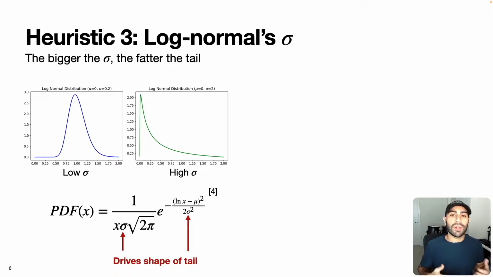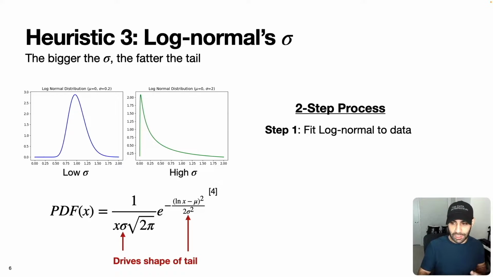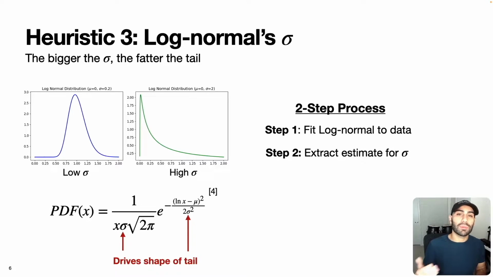So we can do this in a very similar way as we did heuristic 1, where we follow a two-step process. Step 1 is we fit a log normal distribution to our data, and then the second step is to extract the sigma estimate. And this is exactly what we did in the previous video of this series. While again, this is a straightforward procedure, it, like heuristic 1, suffers from the limitation that if the log normal fit doesn't do a good job at explaining your data, then this technique is going to break down.